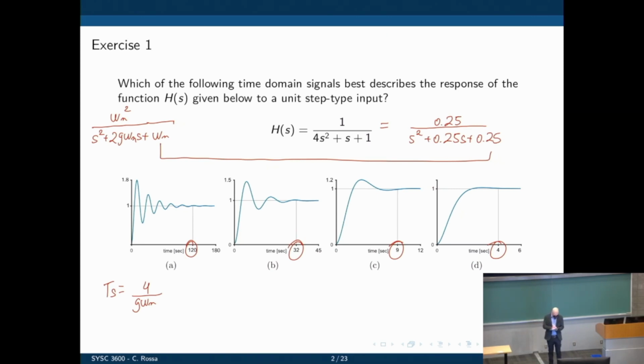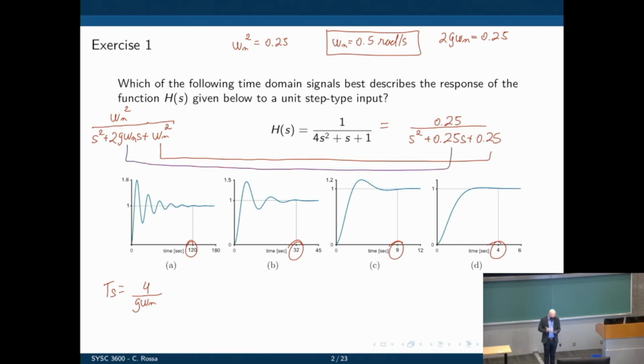So we have omega n squared, sorry, this is omega n squared equals 0.25. So omega n is 0.5 radians per second. And we can do the same for the damping ratio. 2 zeta omega n equals 0.25. And with this, we can find the damping ratio as 0.25 divided by 2 times 0.5, which is 0.25.